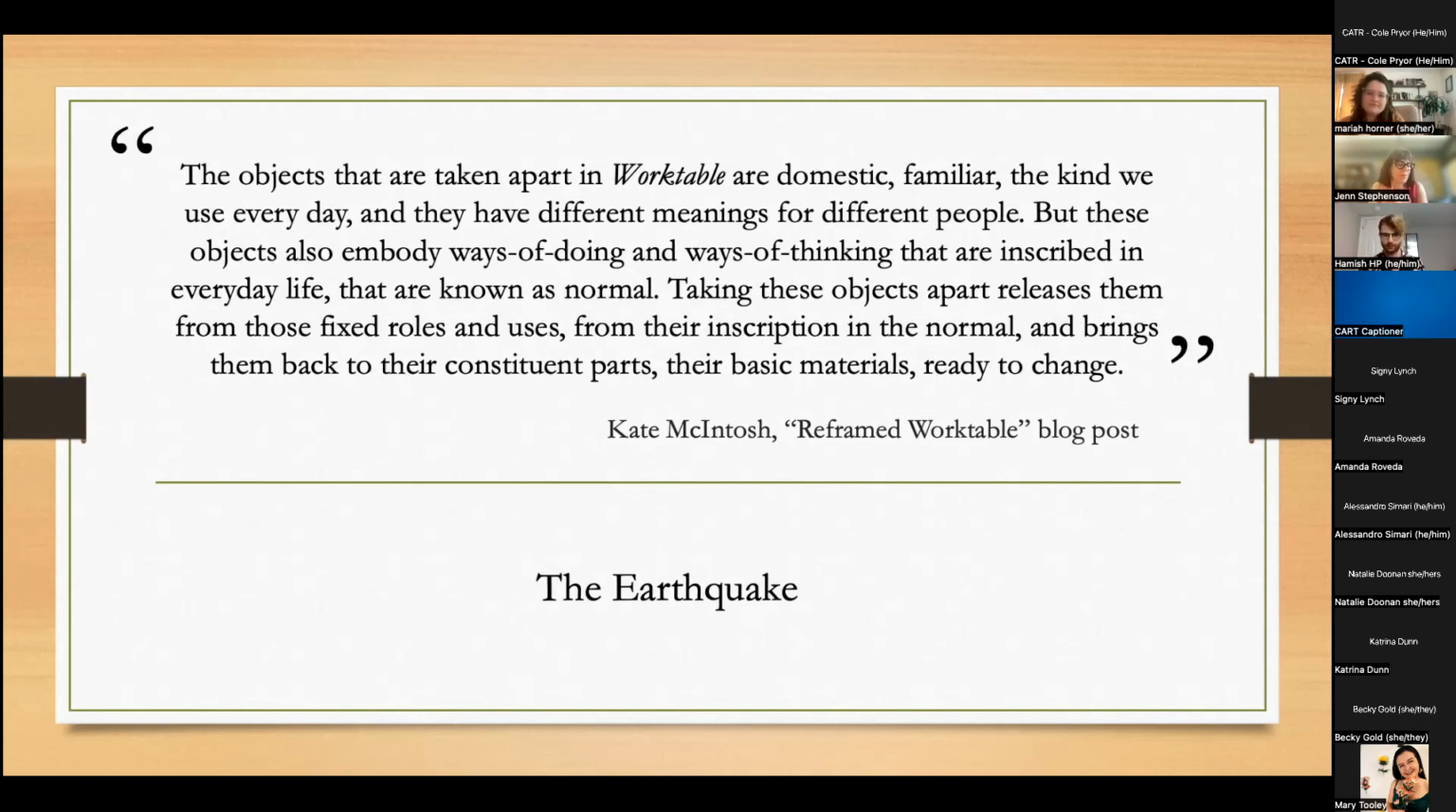In Macintosh's words, the objects that are taken apart in Worktable are domestic, familiar, the kind we use every day, and they have different meanings for different people. But these objects also embody ways of doing and ways of thinking that are inscribed in everyday life, that are known as normal. Taking these objects apart releases them from those fixed roles and uses, from their inscription in the normal, and brings them back to their constituent parts, their basic materials, ready to change.